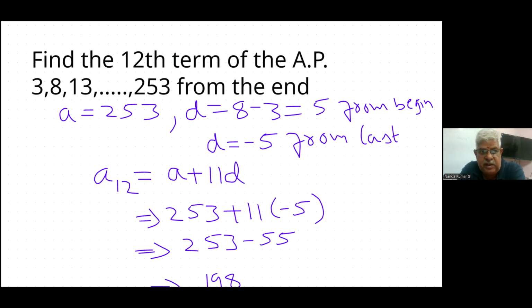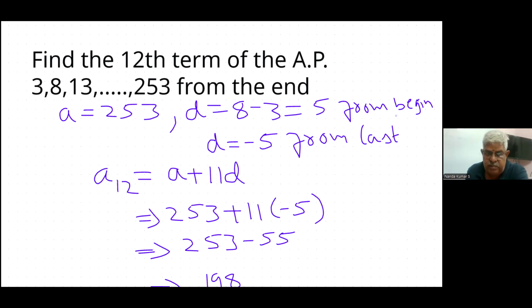The next sum given for us to solve is: find the 12th term from the end of the AP 3, 8, 13, etc. up to 253. Now we try to identify A. A means the first term. The first term here is actually 3, but we are calculating from the end. Therefore A is considered as 253. Next, the common difference A2 minus A1, 8 minus 3, I have taken it as 5, but that is from the beginning. From the last, we have to take negative 5.